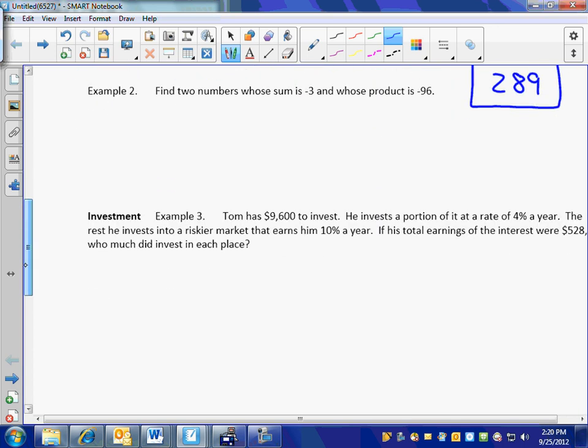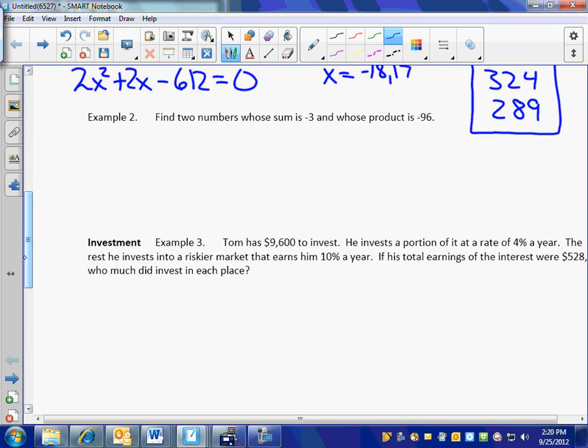Try a new problem. Our goal is to get through the first four examples. Find two numbers whose sum is negative 4, and whose product is negative 96.